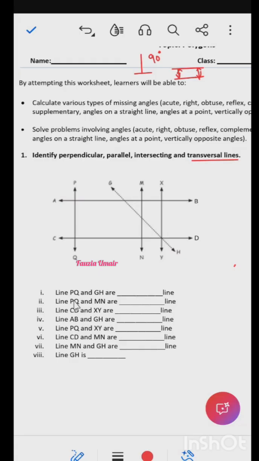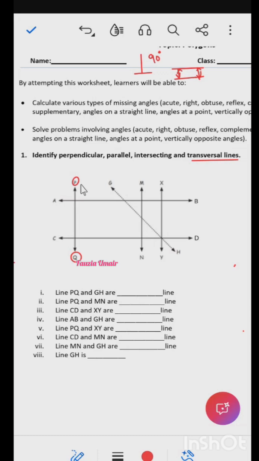So let's see. We need to identify what these lines are. Can you see PQ and GH? So which line is PQ? Yes, ma'am, this one. This is PQ and GH. Which line is GH? Ma'am, the dotted line. So what is the relation between these two? What kind of lines are they? Ma'am, they are not perpendicular, not parallel.